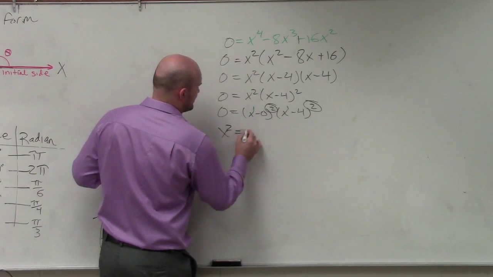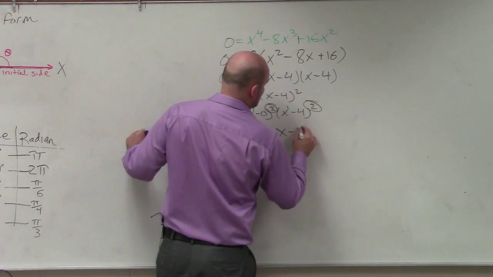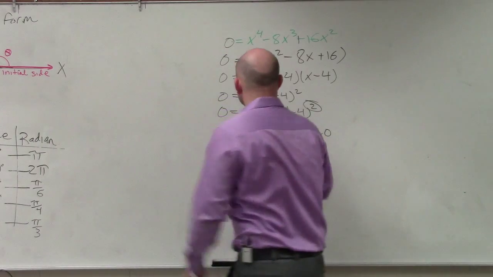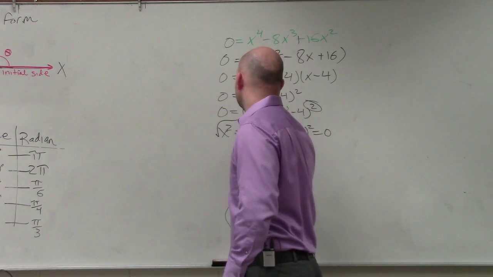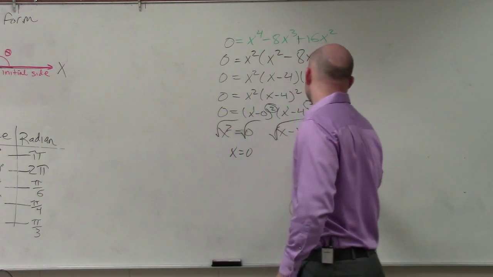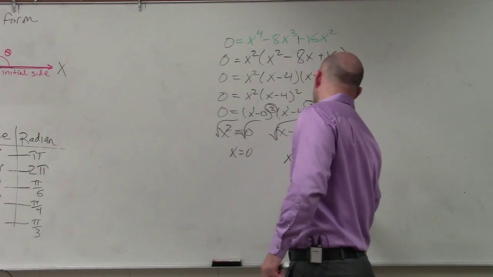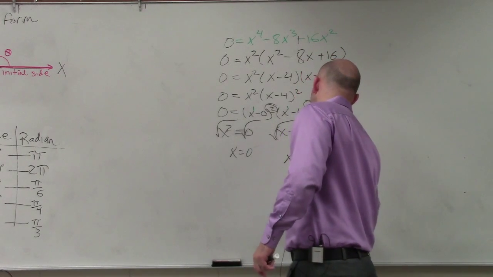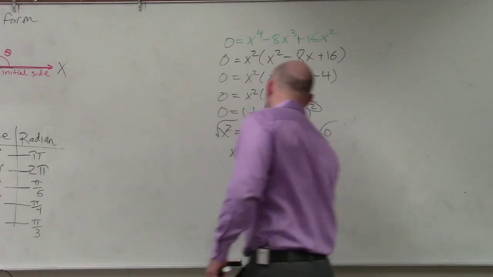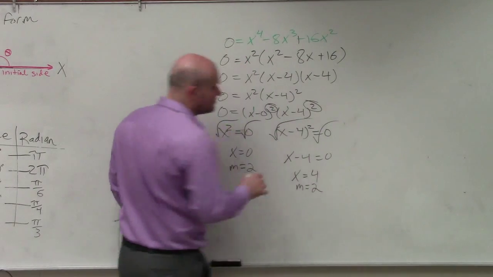So now you just apply the zero product property. I'm just going to do x squared equals 0. X minus 4 squared equals 0. So now I take the square root. X equals 0. Take the square root. X minus 4 equals 0. X equals positive 4. So this has a multiplicity of 2, and this has a multiplicity of 2.